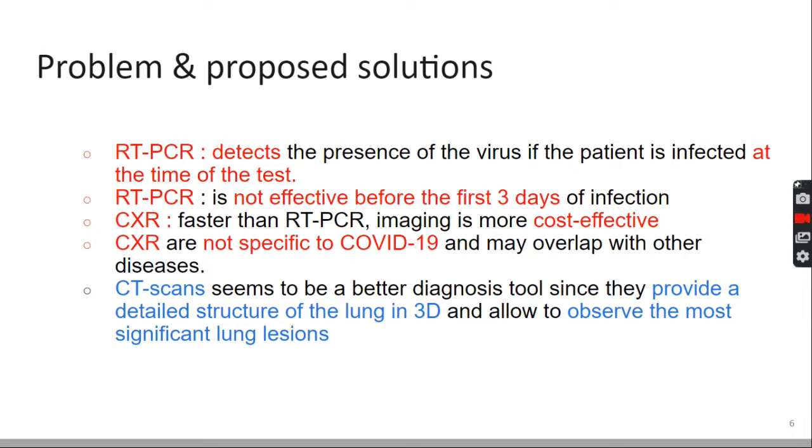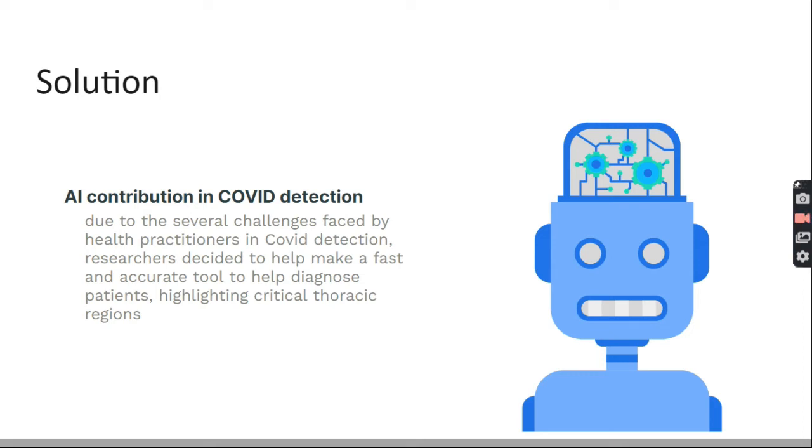That leaves us with the last and only option we got, CT scans. CT scans are better diagnosis tools since they provide a detailed structure of the lungs in 3D and allow us to observe the most significant lesions. Due to several challenges faced by healthcare practitioners in COVID-19 detection, AI researchers decided to help make a fast and accurate tool to help diagnose patients, highlighting critical thoracic regions.